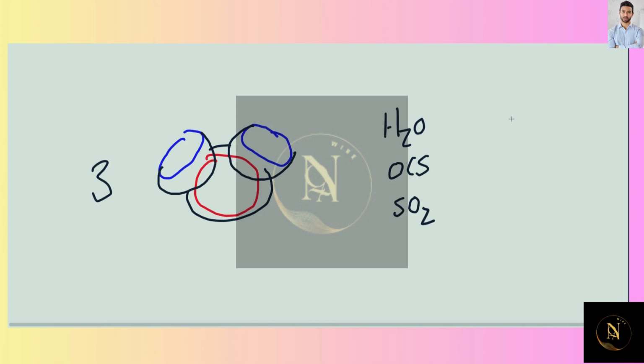So H2O, if you didn't know, looks like this. Lone pair here, lone pair there. Okay. SO2 looks like this. And OCS looks very similar to SO2.